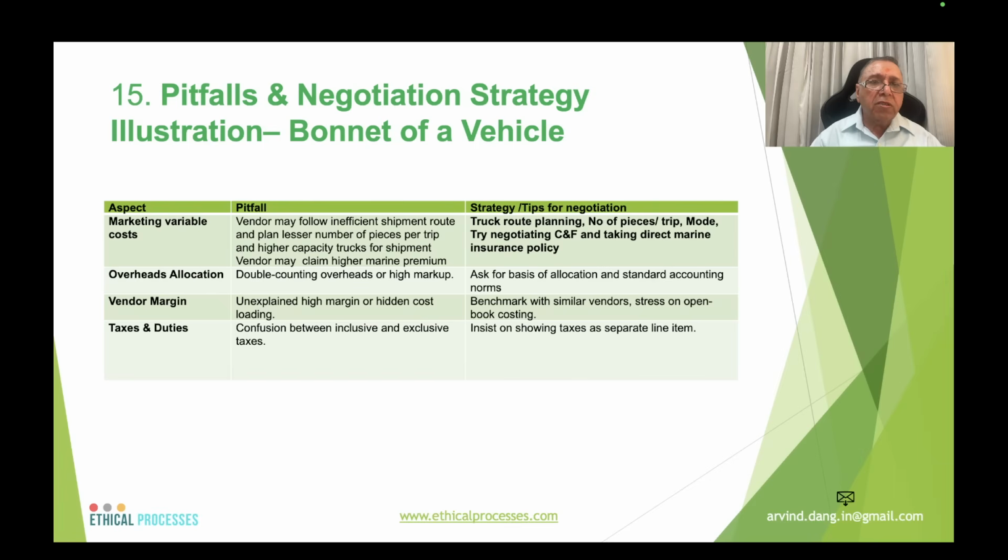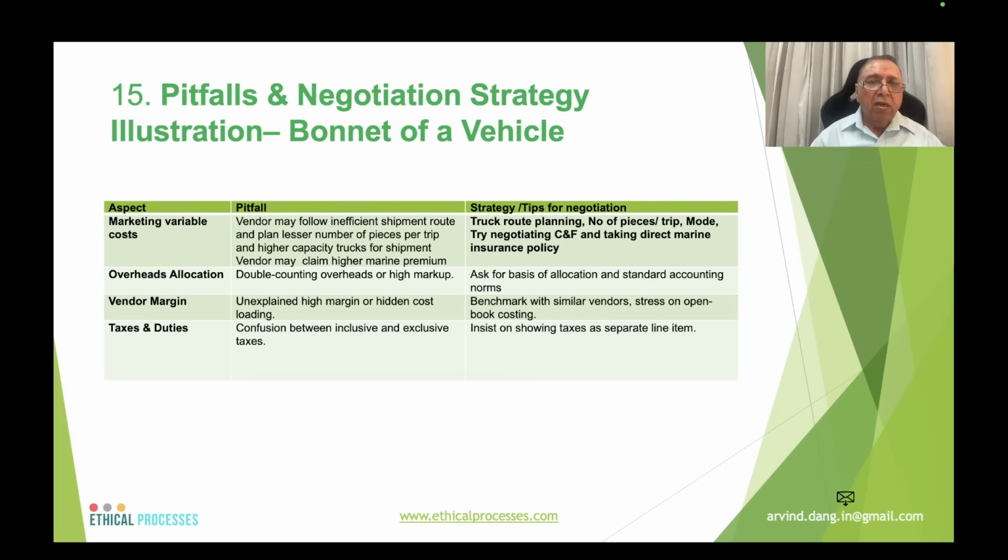Marketing variable costs. The vendor may follow an inefficient supply route and plan a lesser number of pieces per trip. So please negotiate the truck route planning, the number of pieces per trip, and the mode for shipping. Better to negotiate C and F, cost and freight, rate with the vendor, and keep insurance with the buyer, because that will help you settle insurance claims faster.